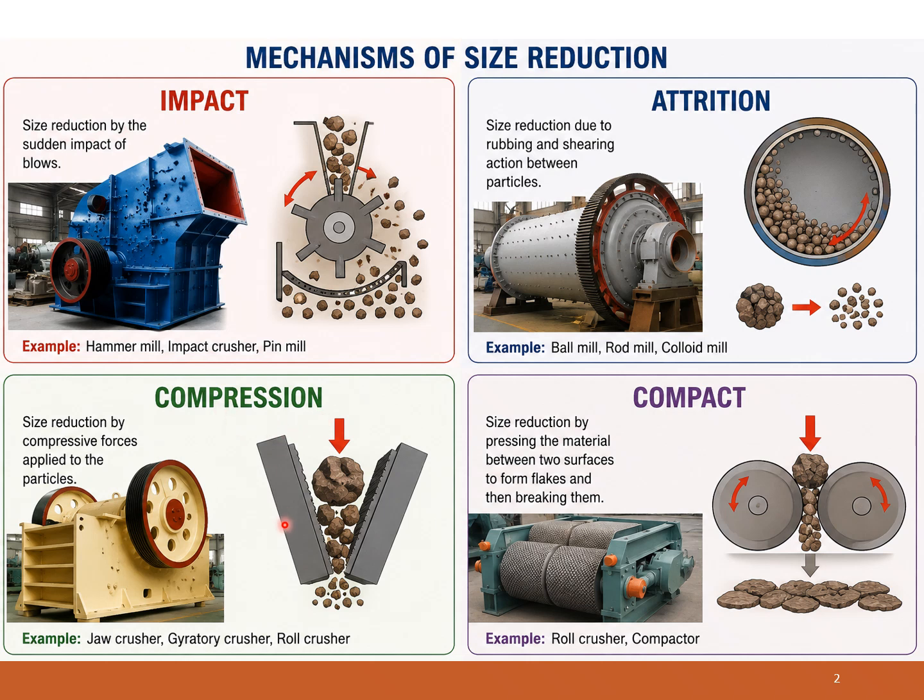Third is compression, where compressive forces are applied to the particles for size reduction. Example, jaw crusher, gyratory crusher and roll crusher. The fourth one is compaction, where size reduction happens by pressing the material between two surfaces to form flakes, and then it is broken down. Example, roll crusher and compactor. So these are the four important mechanisms by which size reduction happens.